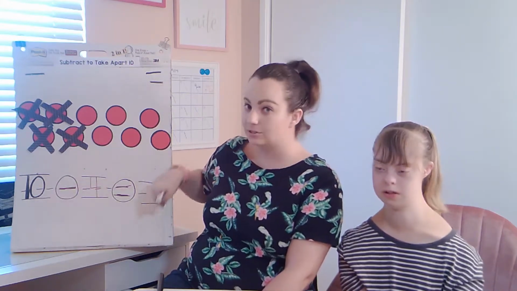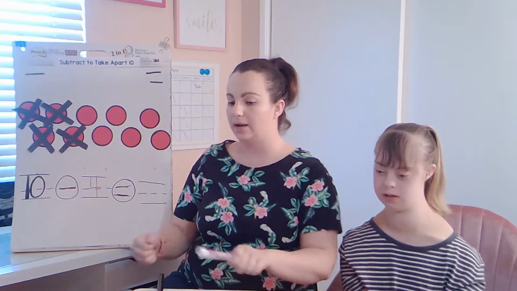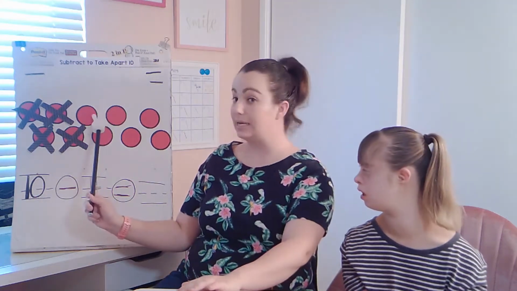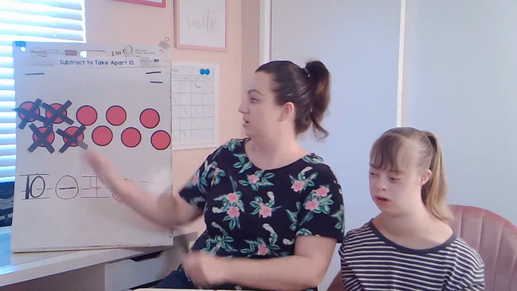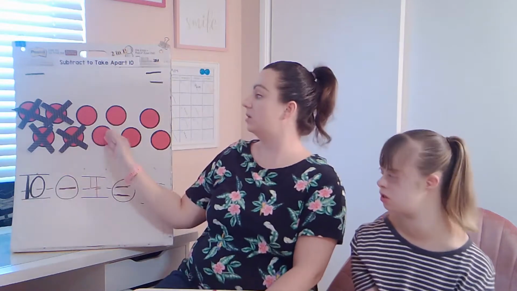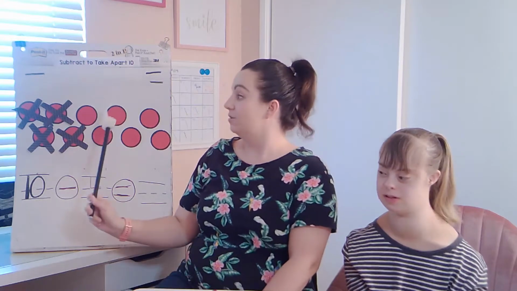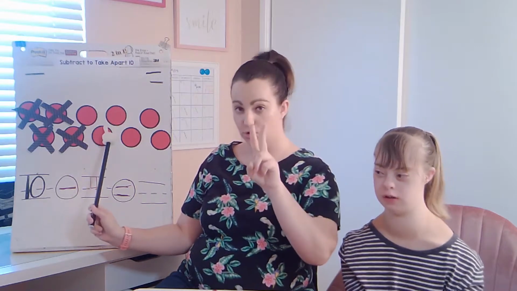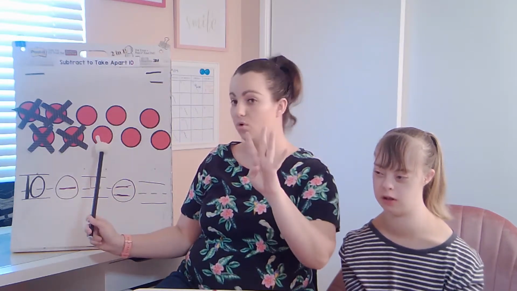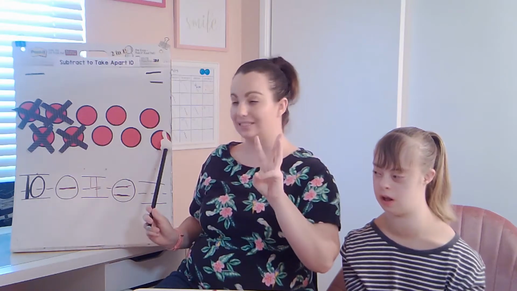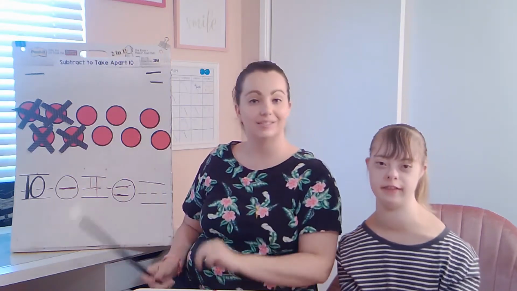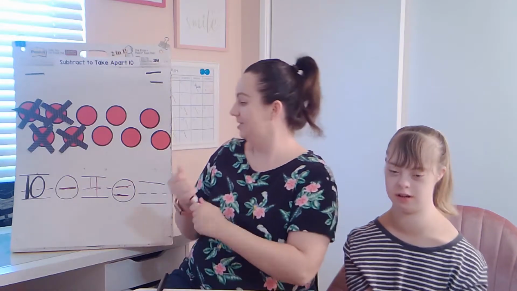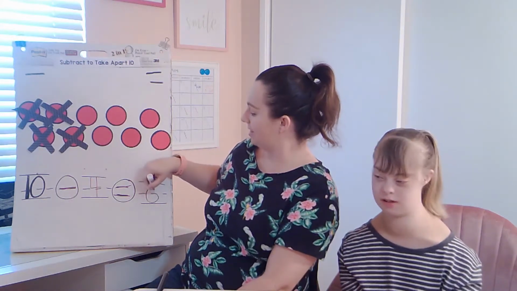What is the answer? So now we go back and we're going to count how many are left. How many are still here? Okay, these we took away. How many are left that we still have? Okay, we're going to count them together. Ready, set, count with me. 1, 2, 3, 4, 5, 6. How many are left? Oh, that's 6. Great job. So we'll write 6 right here.